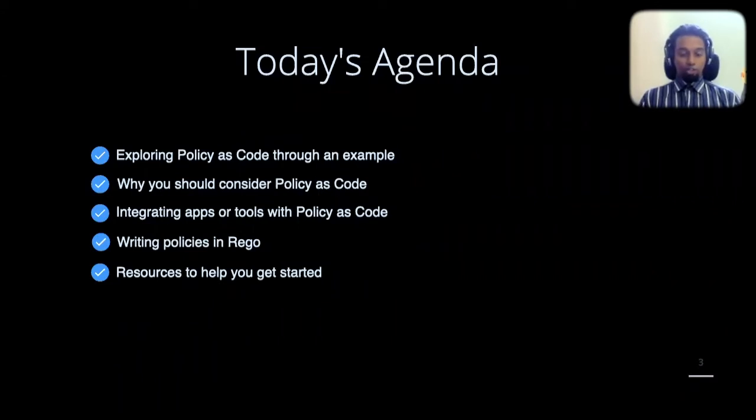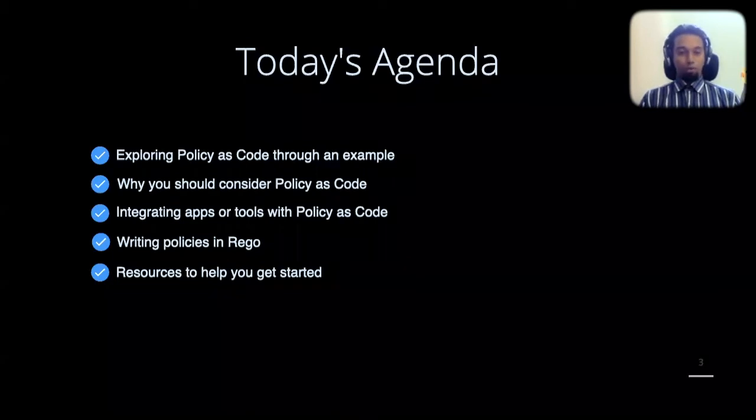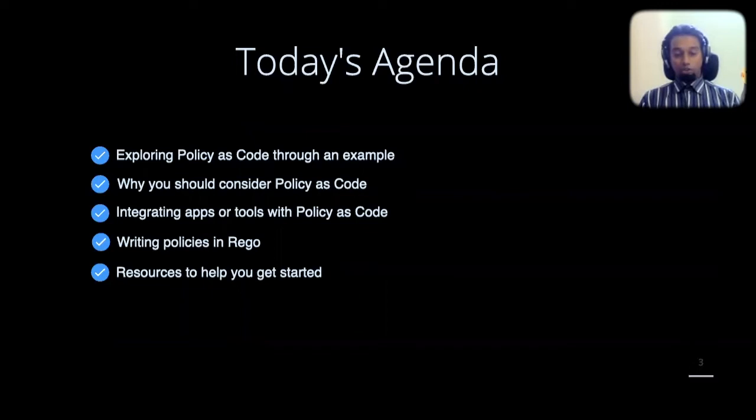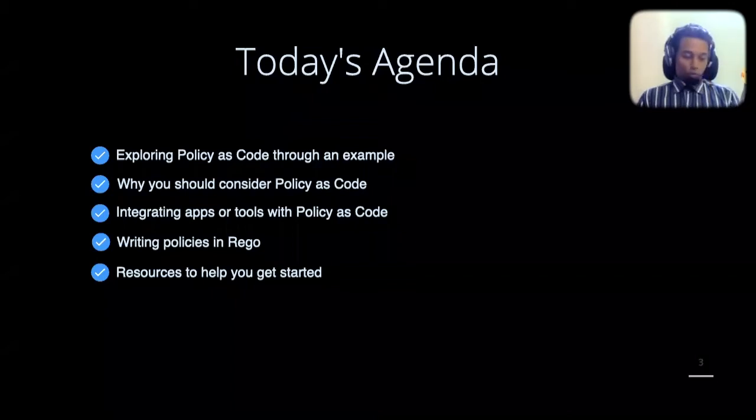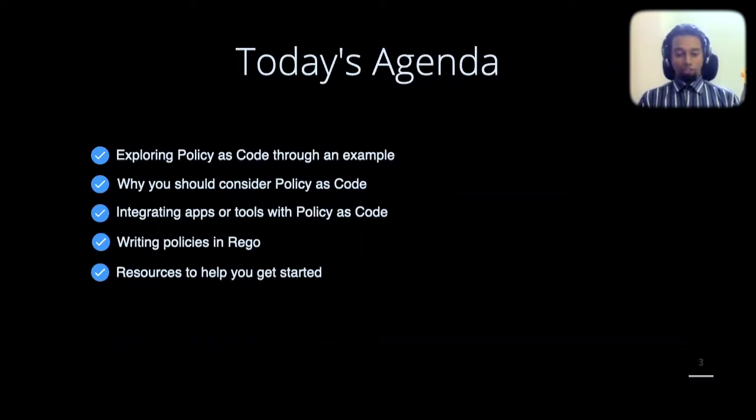And we will explore why you should consider policy as code. Hopefully, if that demonstration did not convince you that you need policy as code, we'll further explore why you need to consider it. And if you have an application or a tool, what are some of the ways in which you can integrate those applications with OPA so you can achieve policy as code? And then towards the very end, we'll provide you some resources, and we'll also take a stab at what it takes to write a policy, such as the one that we just modified.